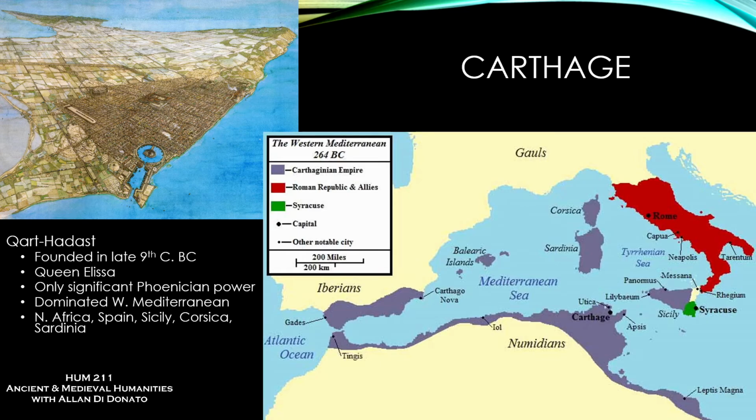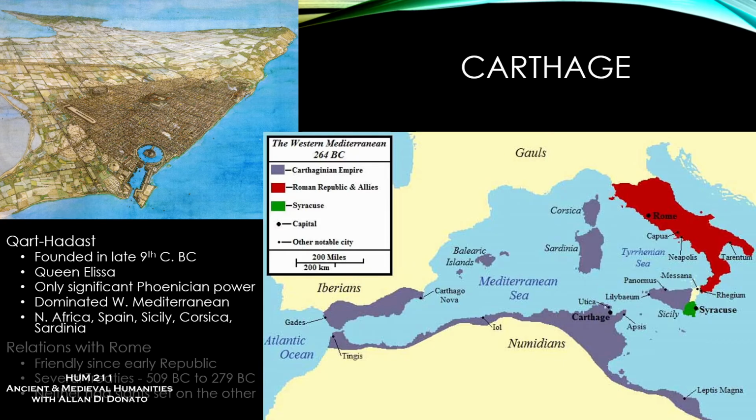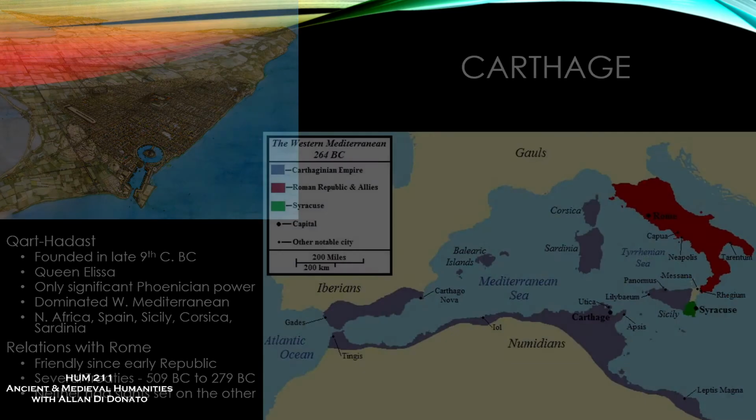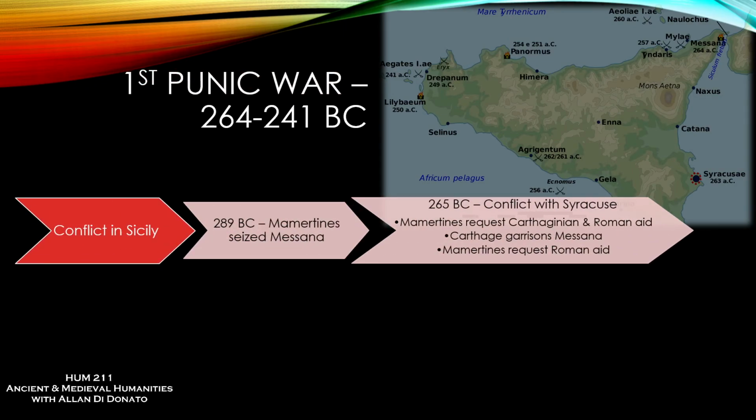They dominated North Africa, Spain, Sicily, Corsica, Sardinia, and have relations early on with Rome. And they were fairly friendly in the beginning, right, since the early republics. As a matter of fact, there were a number of treaties formed with the Carthaginians, and trade was open between these groups. And neither seemed to have any goals of conquering the other until we get to the period right at the time of the First Punic War. And here's how it begins.